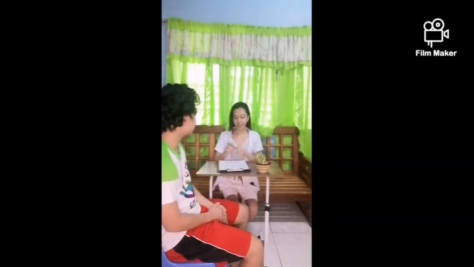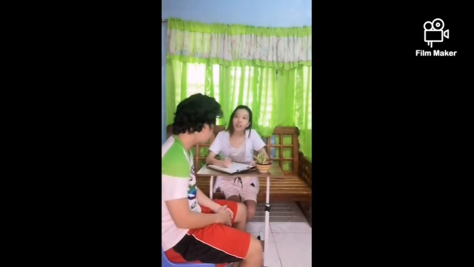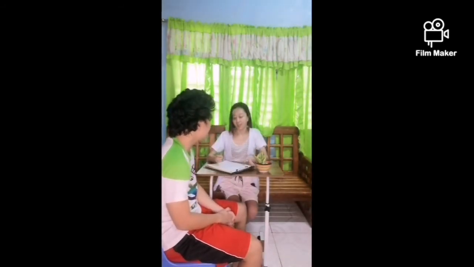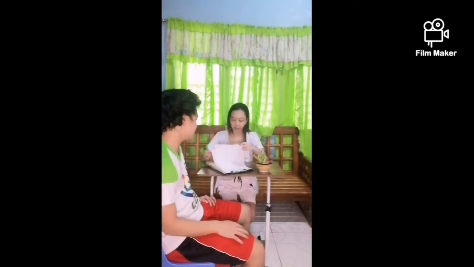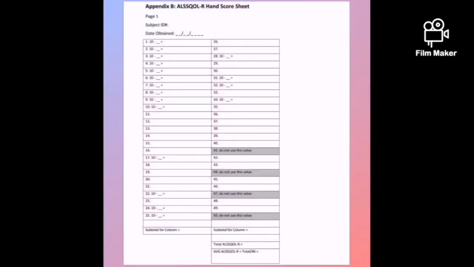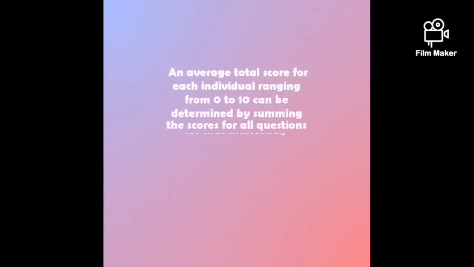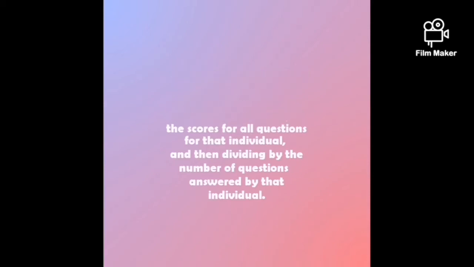Demonstration. Explain to the patient the questionnaire and how they will answer it, then conduct the interview afterwards. Scoring. So this is what the hand score sheet looks like. An average total score for each individual ranging from 0 to 10 can be determined by summing the score for all questions, and then dividing by the number of questions answered by that individual.